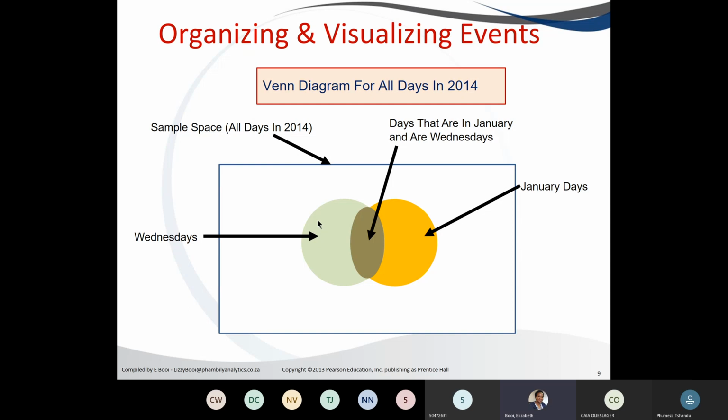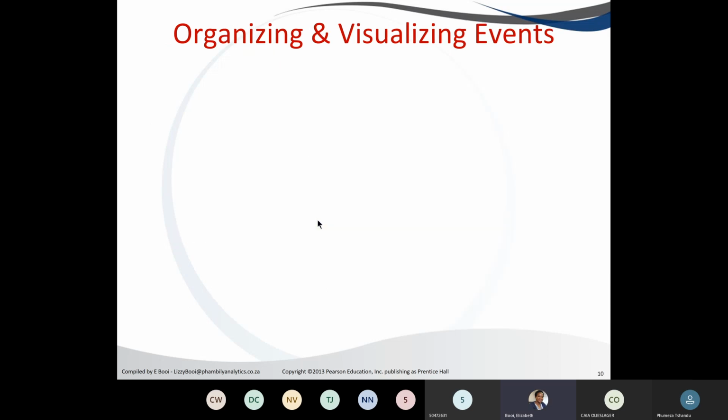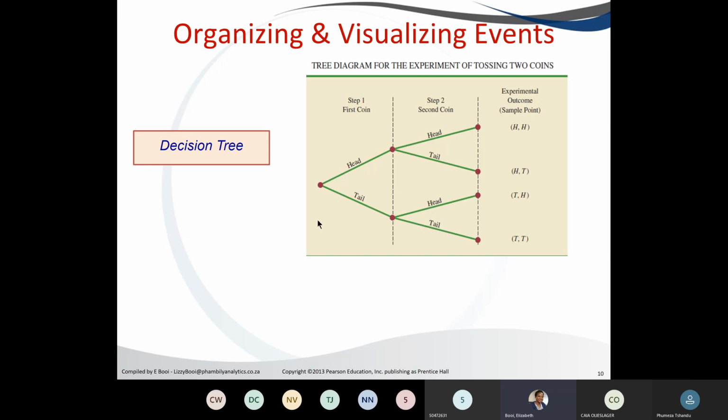And that's how you can visualize the event. The other form of visualizing the event is by using a decision tree, which is a tree diagram. It starts with your sample space, and when you create an event, you toss a coin, it can either fall on a head or it can fall on a tail. The next time you pick up that coin, if it fell on a head, when you toss it again, it can fall on a head or it can fall on a tail. And this can continue and continue.